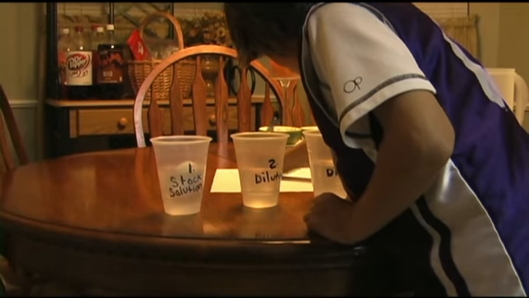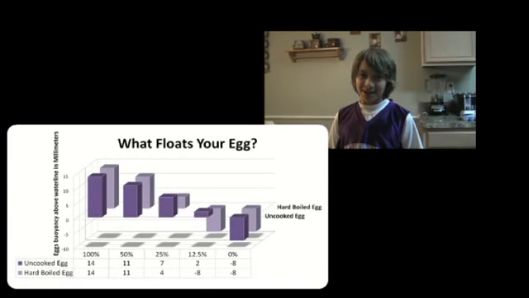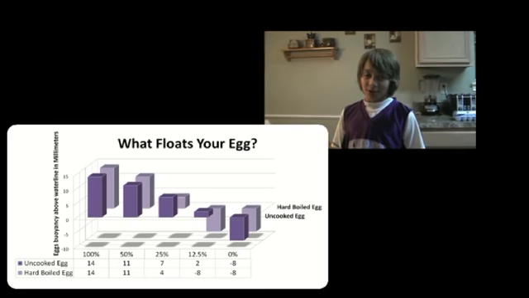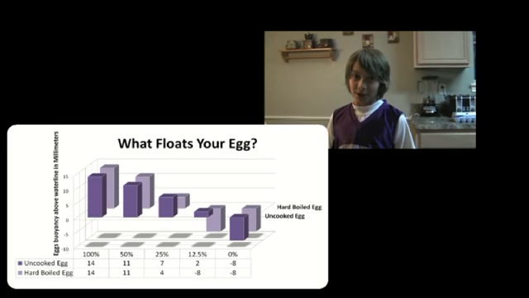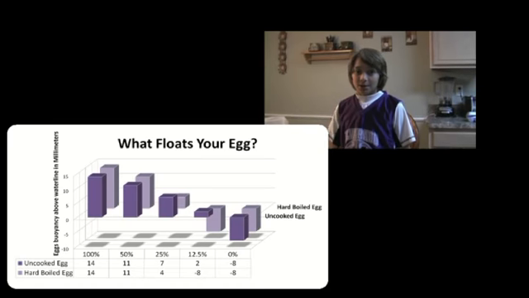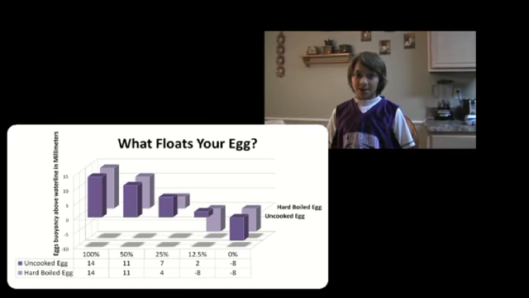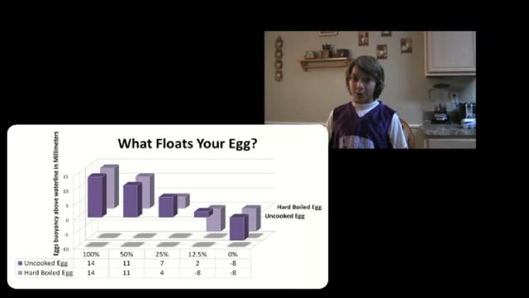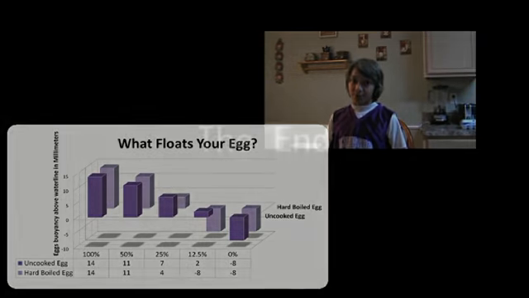I learned that the hard-boiled egg had more density than the uncooked egg. So the hard-boiled egg would sink more than the uncooked egg. I also learned that it at least takes 12.5% of the stock solution for an uncooked egg to float, and that it takes at least 25% of the stock solution for a hard-boiled egg to float.